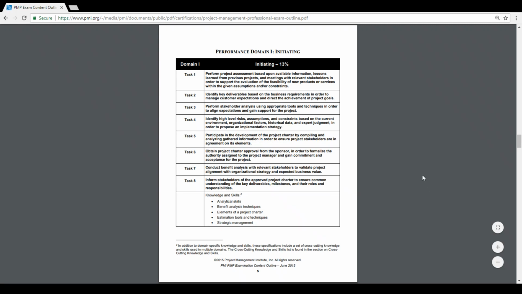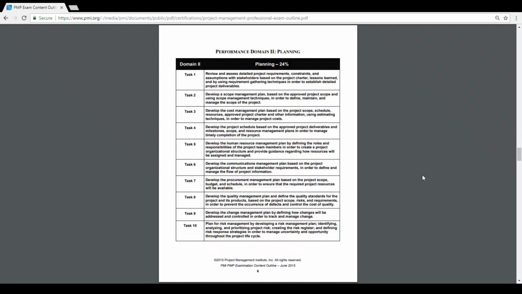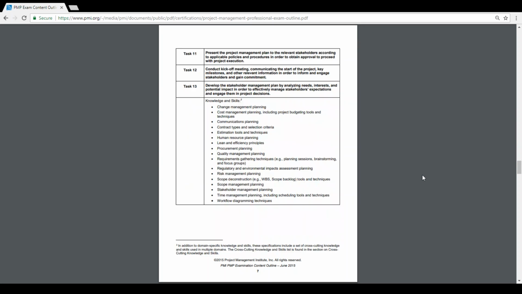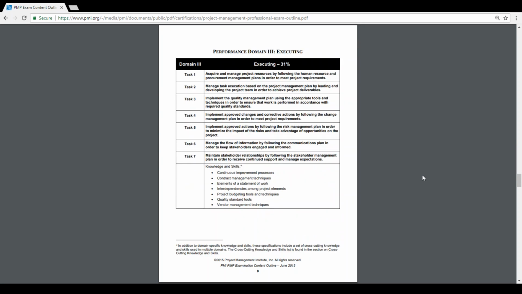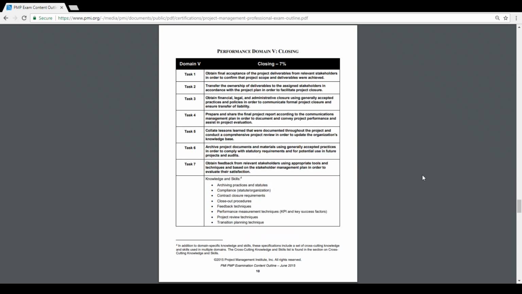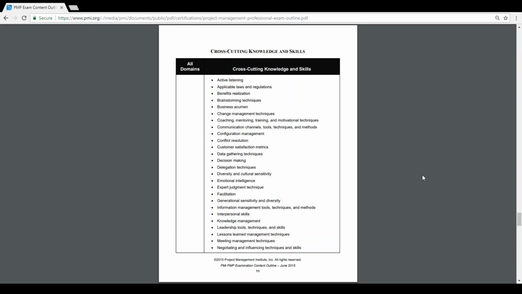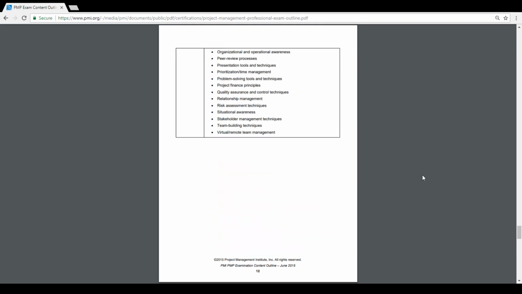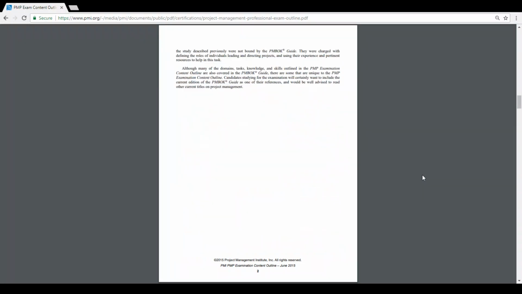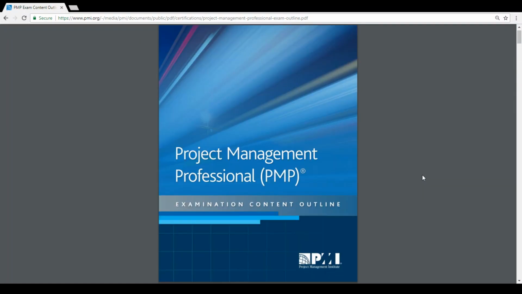Okay? So initiating, you can see the breakdown, 13% of the exam, planning 24% of the exam, executing 31%, monitoring and controlling 25%, closing 7%, and then the cross-cutting knowledge and skills. Go through that, make sure you know all of these terms. The more terms you know, folks, from here, the better it's going to be for you.